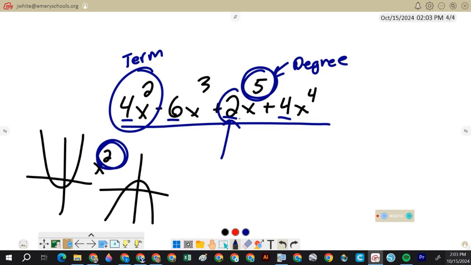So this coefficient has a special place in our polynomial, and it's called the leading coefficient, even though it's not first. The number in front of the variable with the largest exponent is called the leading coefficient. And together, the leading coefficient and the degree give us the basic shape of the graph. Okay? So, let's look at an x to the third equation.